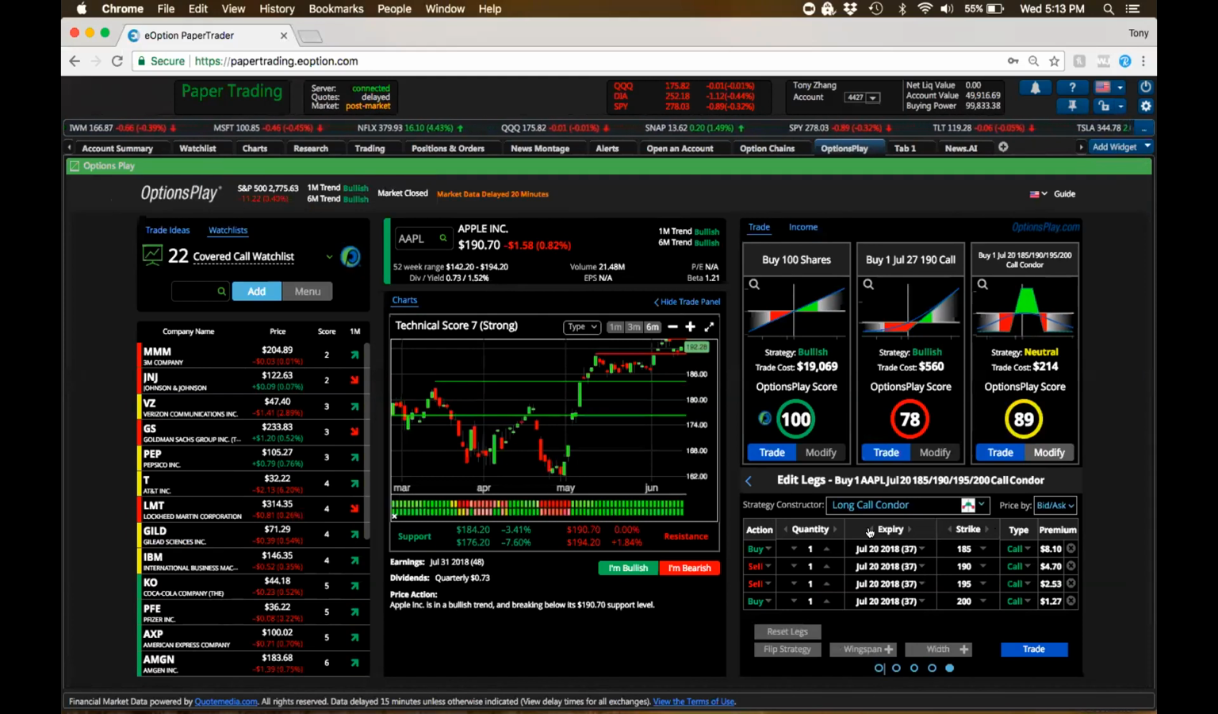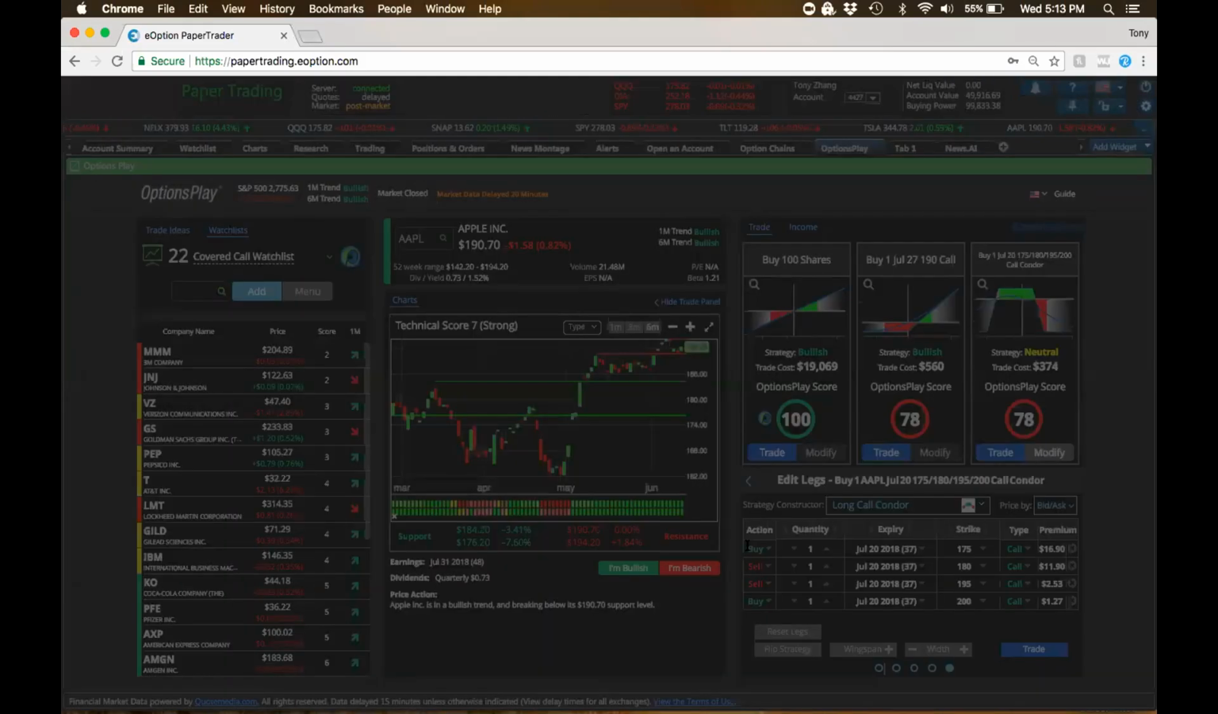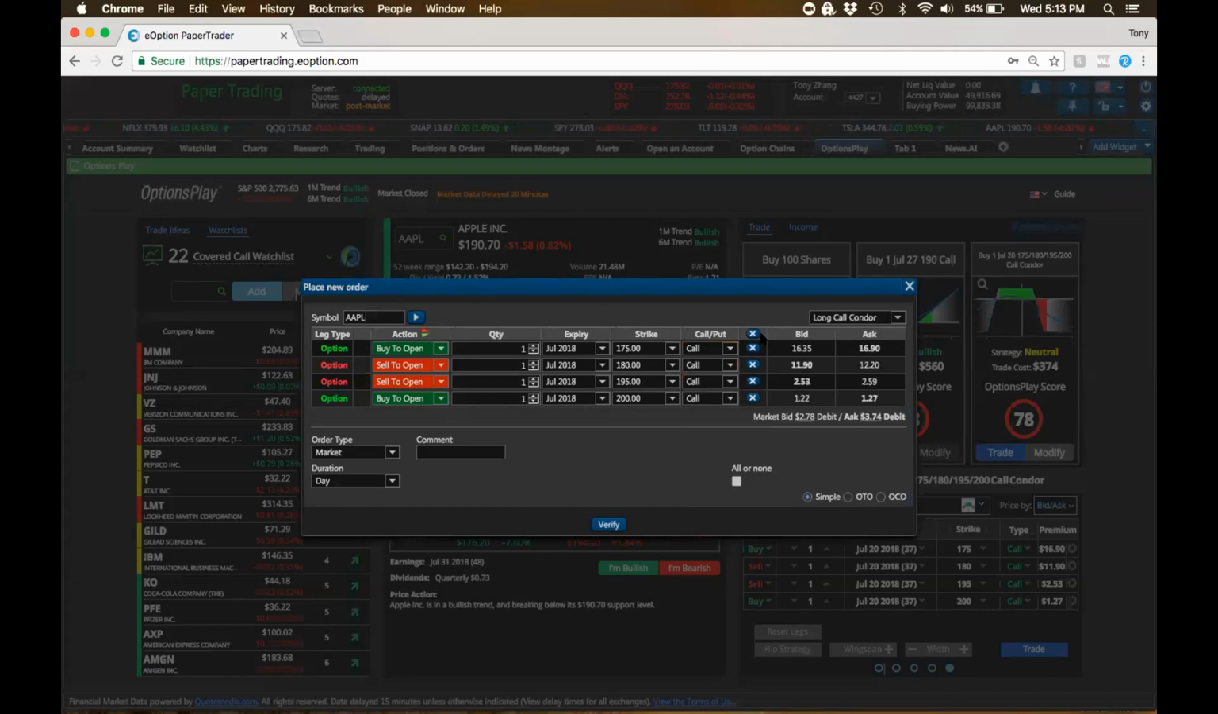This is why we came up with the name OptionsPlay, because when you're trying out different options, it's like playing with the different strike prices and expiration dates, and you might want to change to a wider condor. If you do that, all you have to do is click on the trade button. Everything's pre-filled for you right here in the order ticket. You don't have to do any of that manual clicking on that option chain.